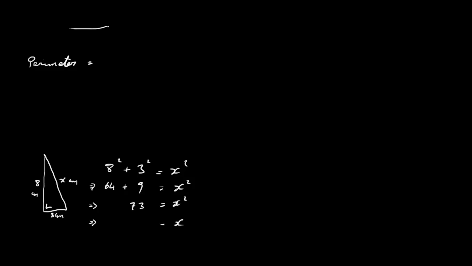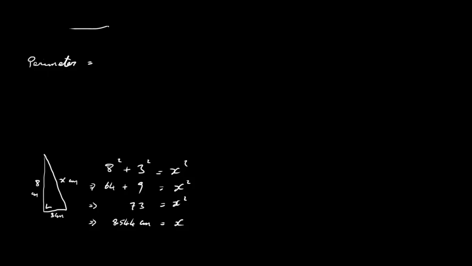In order to go from x squared to x, you square root both sides. So the square root of x squared is x. The square root of 73 is 8.544 centimeters. Now I've rounded this to 3 decimal places, so it's going to vary from question to question. If they ask you to round it to 3 decimal places, then you've got to make sure that this is more than 3 decimal places. You never round till the very end.